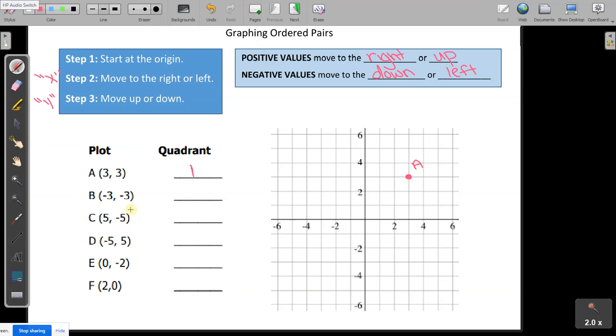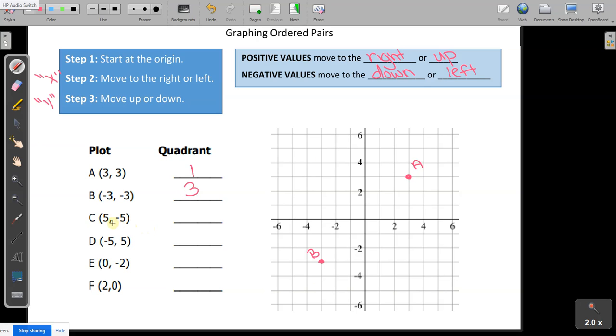Let's look at B. We have -3, -3. Negative says we move to the left. So we're going to go to our -3 for the x, and then our y is -3, so we go down, put a point, and that is B. And we need to figure out what quadrant it is. We start at 1, and we go counterclockwise. So 1, 2, 3. It's a quadrant 3.